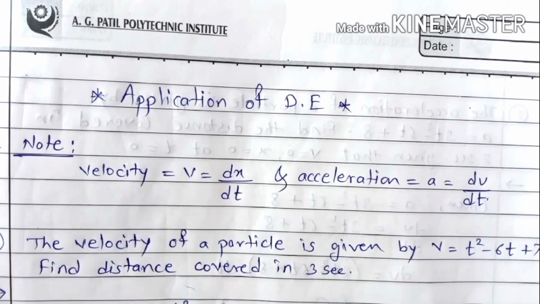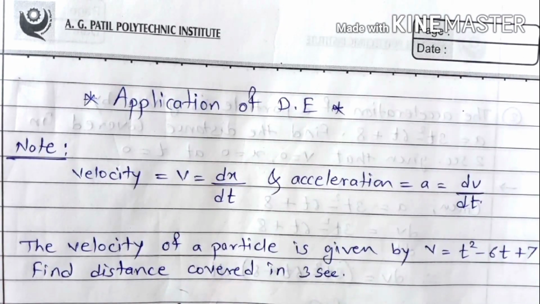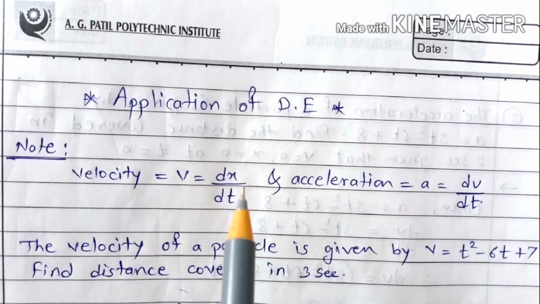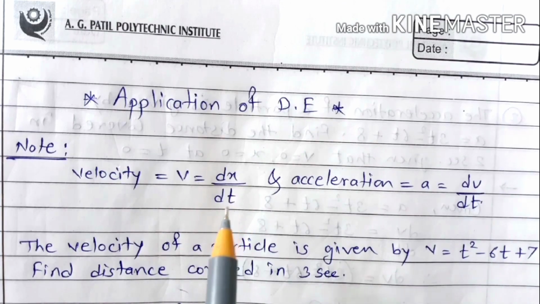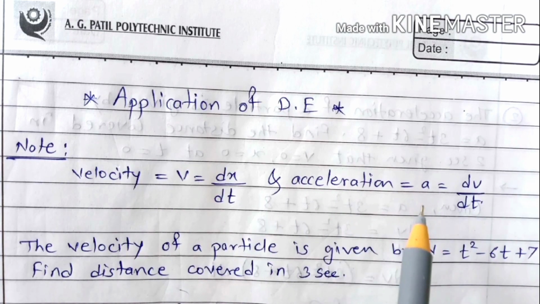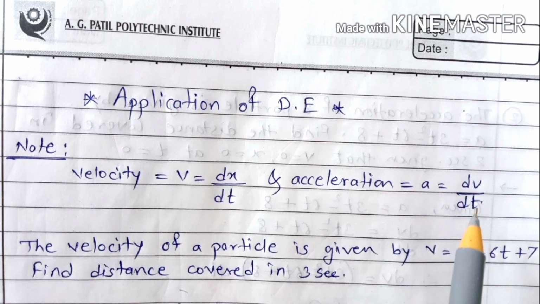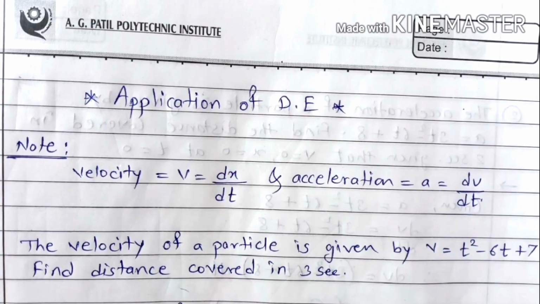Before we start the examples, first note that velocity is the change in displacement, that is v equals dx by dt, and acceleration is the change in velocity, that is a equals dv by dt. Now, first example: the velocity of a particle is given by v equals t square minus 6t plus 7. Find the distance covered in 3 seconds.